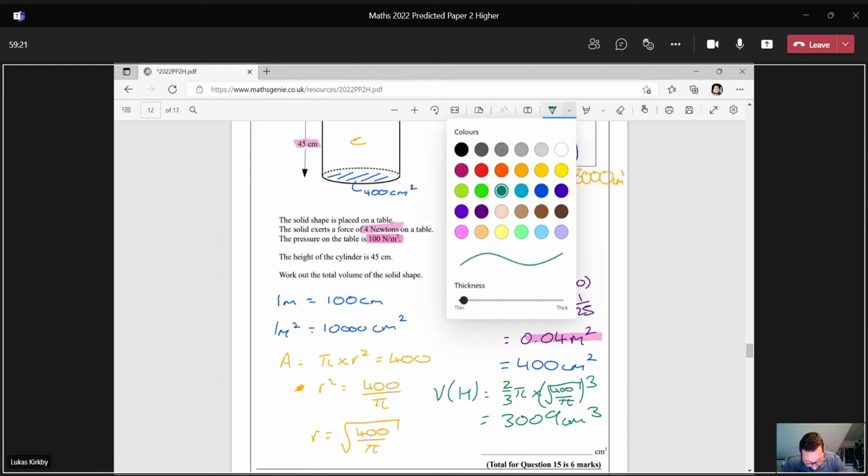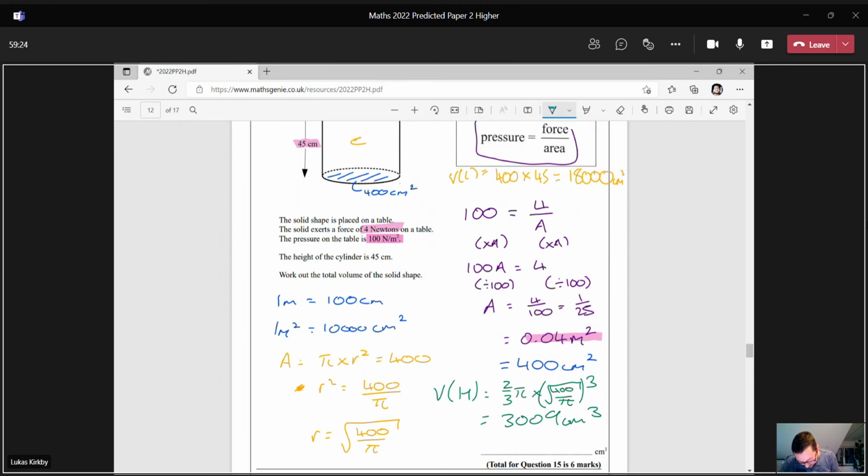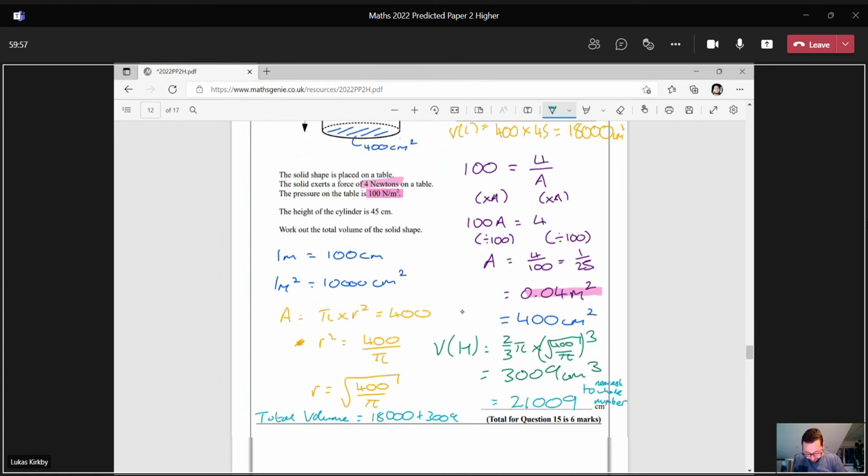Okay, lovely. And so finally then, the total volume, let's write this down here. The total volume is going to be 18,000 plus 3009, which is going to be 21,009 centimeters cubed, to the nearest whole number. Okay, so there was a lot going on there, but they've given us 6 marks, so well earned, I reckon.